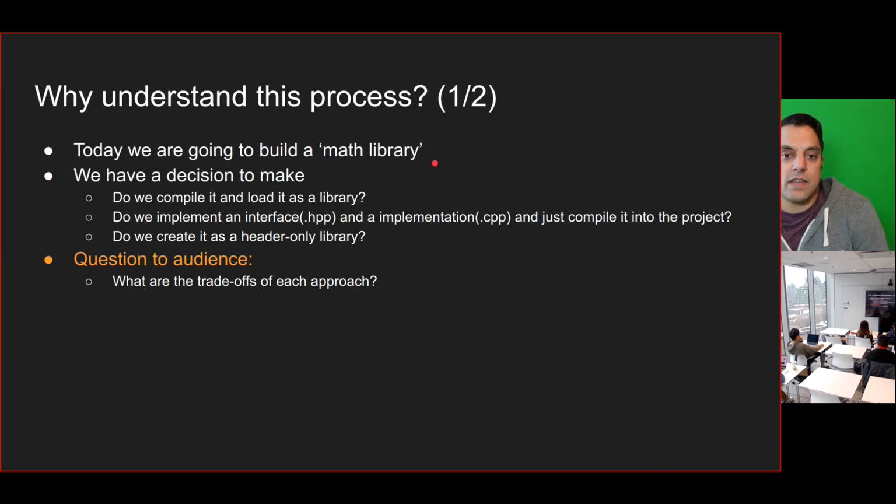But with that, thinking about this process, we're going to build a math library, and we have a decision to make here, because we could compile our code and load it as a library, sort of like SDL, or maybe we just say, hey, we're going to incorporate this in our code with a header file and then an implementation file, and use it that way, right? Because we have the code anyway. Or maybe we just create a header only file.